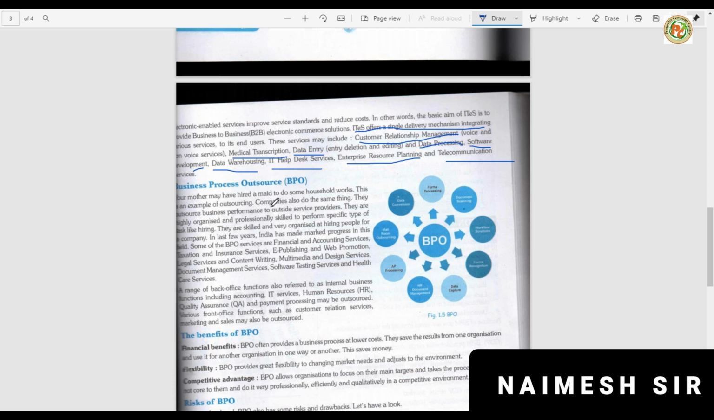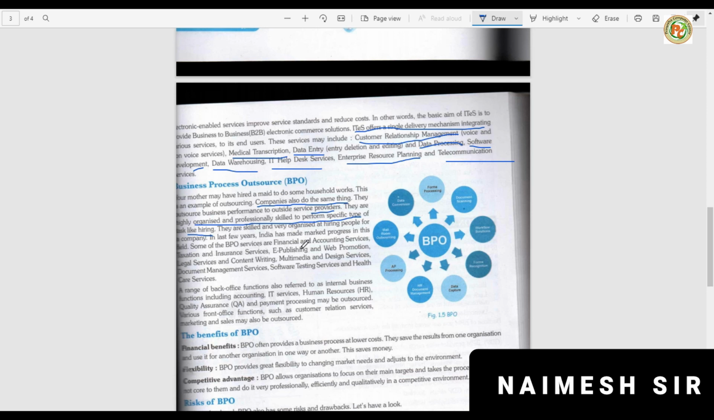Similarly, companies also do the same thing. They outsource their business performance to an outside service provider. They hire the person and then they pay the money. They are highly organized and have professional skills to perform specific tasks, so that is why they are hired. They are always skilled and very organized at hiring people for the company.